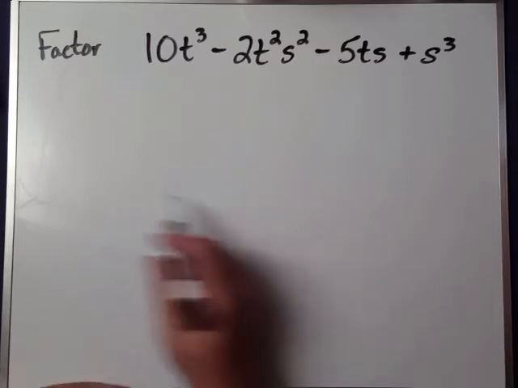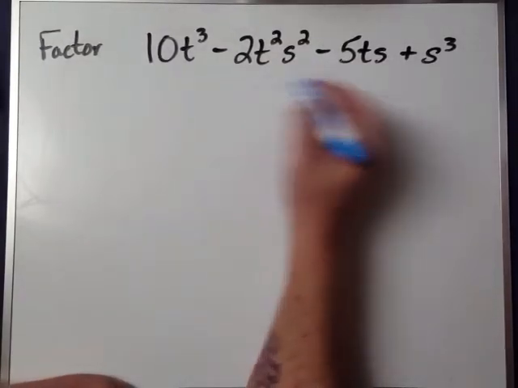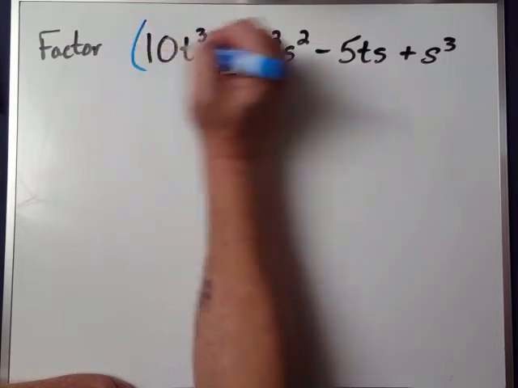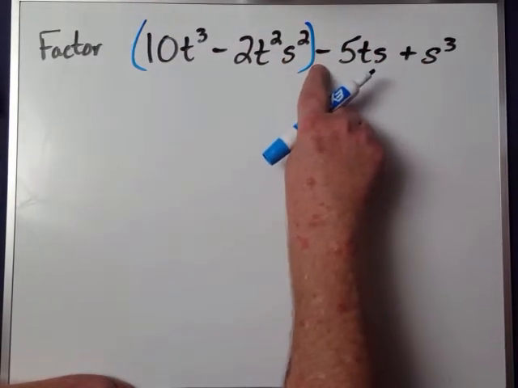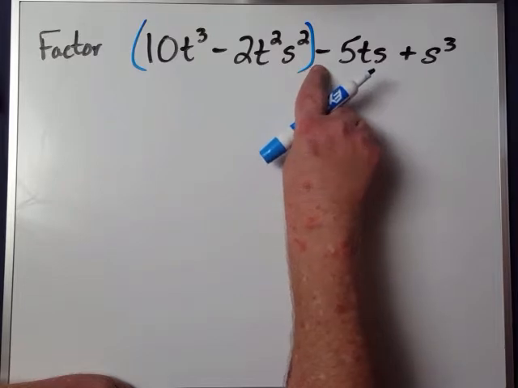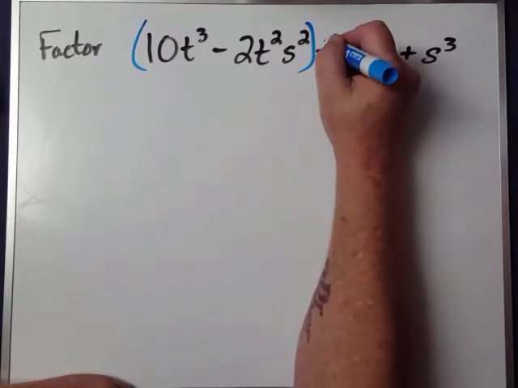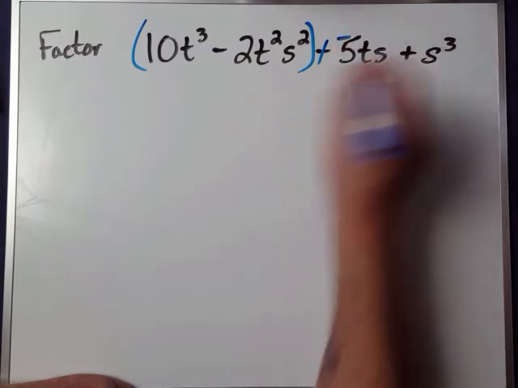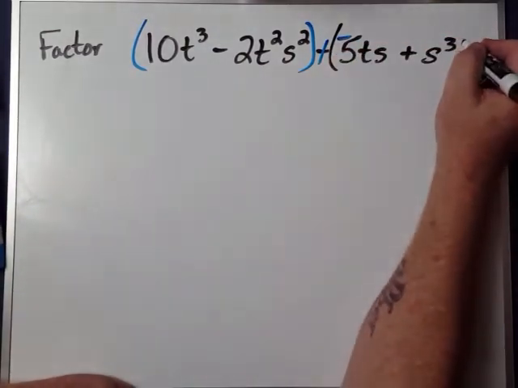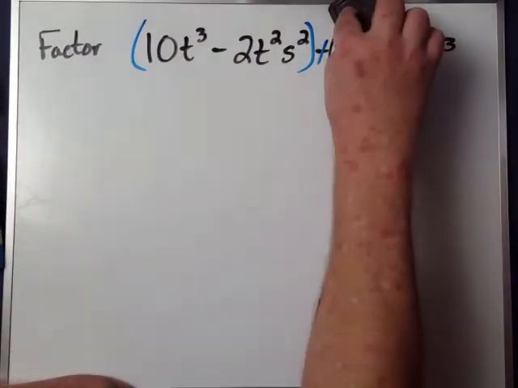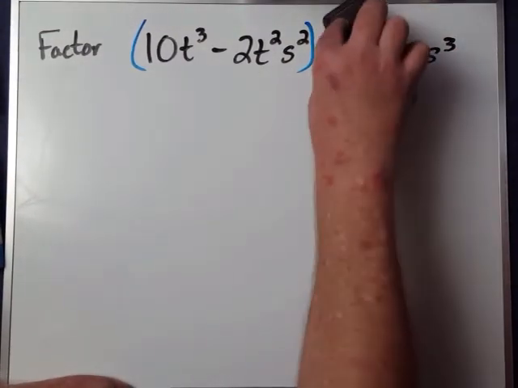To get this one started, I want to group. Group the first pair, no problem. Group the second pair, we have a problem. You cannot group with respect to subtraction. You can only group with respect to addition. So we need to make 2 marks. Keep that negative with the 5t's. Now we can group those last 2 terms.